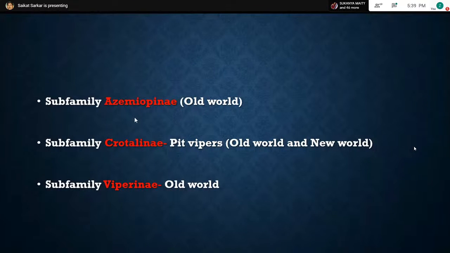Now this subfamily Azemiopinae, this particular lineage of vipers, is the basalmost lineage of all the vipers that are living today. Okay, it is found in Arunachal Pradesh. In Indian boundary, it is found in Arunachal only, the northernmost part of Arunachal.